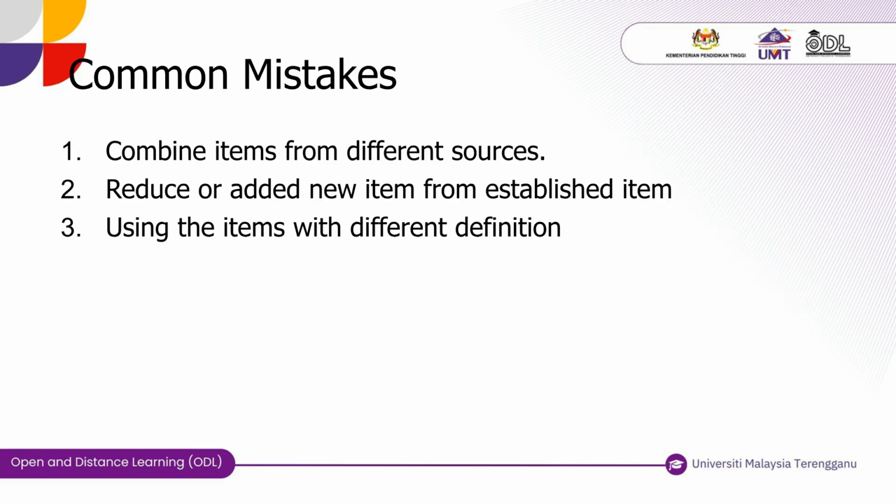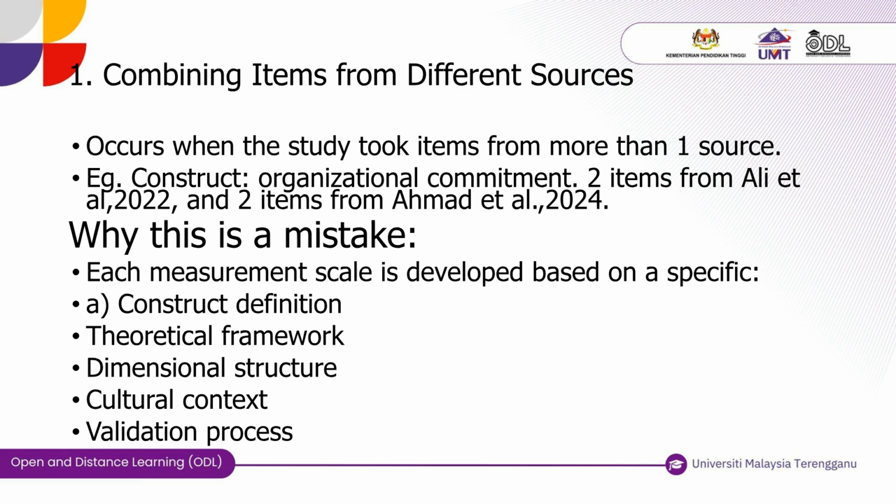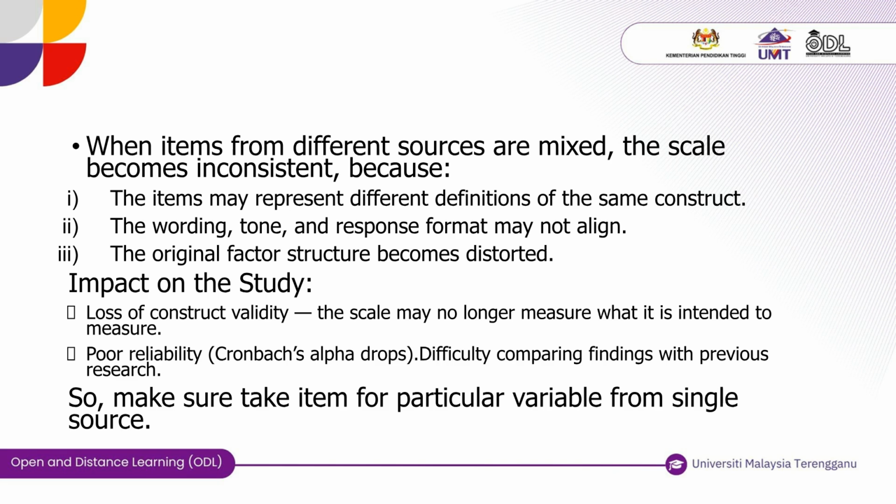Next, let's review common mistakes in measurement selection. These include combining items from different sources, reducing or adding items to establish scales, and using items with a different construct definition. Combining items from different sources is a mistake because each scale is developed based on a specific construct definition, framework, and validation process. Mixing items causes the scale to become inconsistent, distorting the factor structure and leading to a loss of construct validity. This results in poor reliability, so always take all items for a variable from a single source.